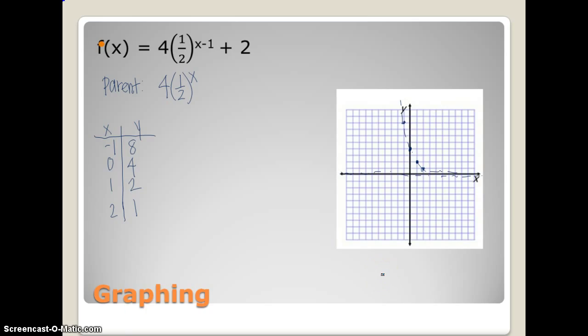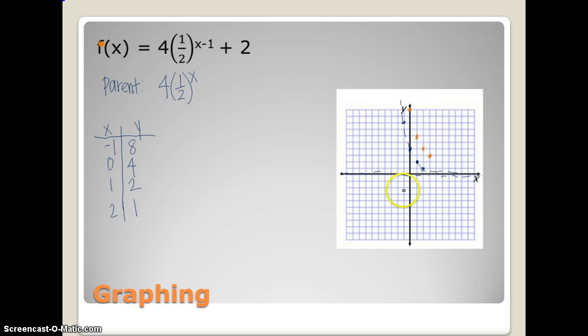And now we can come in and we can apply our transformation. So compared to our parent function, we will go right 1, because it's the opposite h value. So this would be a positive 1, and we're going to go up 2. So we're going to take each of our points and go right 1, up 2. So we'll start here, right 1, up 2, right 1, up 2, and right 1, up 2.